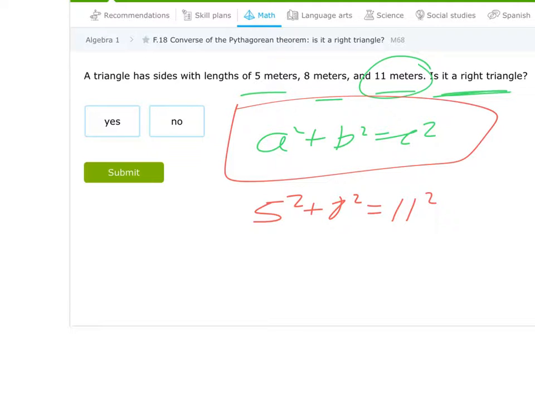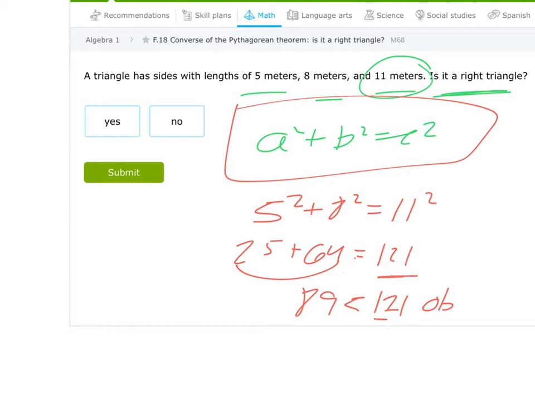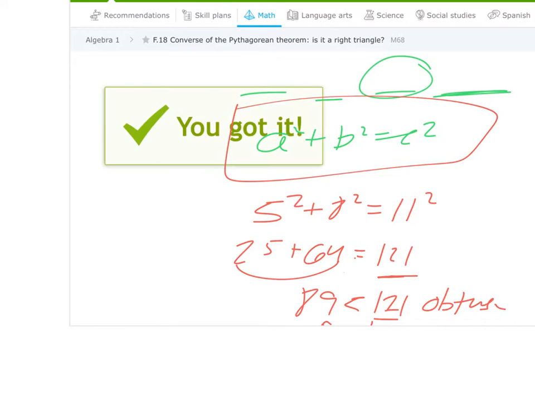And I should see you figuring out the numbers on your paper. 5 squared gives me 25. 8 squared gives me 64. And 11 squared is 121. Adding these two together on the left, the a and the b when I square them, gives me, I think, 89. And again, that is less than 121, just like the first one. So C squared was bigger than A squared and B squared added together, so this would be the obtuse case. Again, you should still know that. But on the IXL, it'll just ask you yes or no. Is it a right triangle? And I'd say no again. Okay? So there's some help on that one.